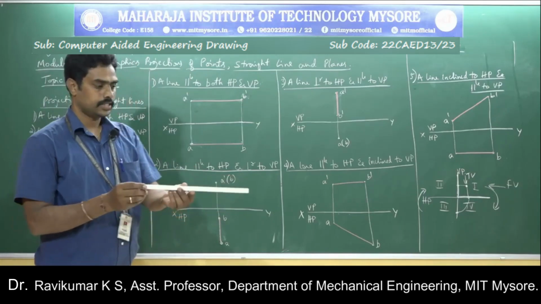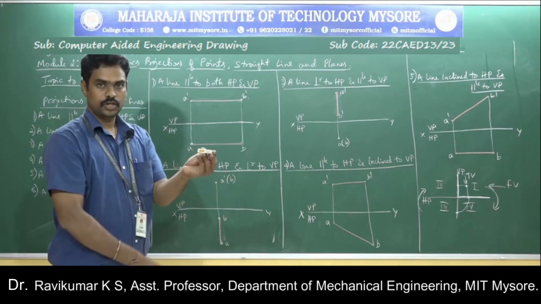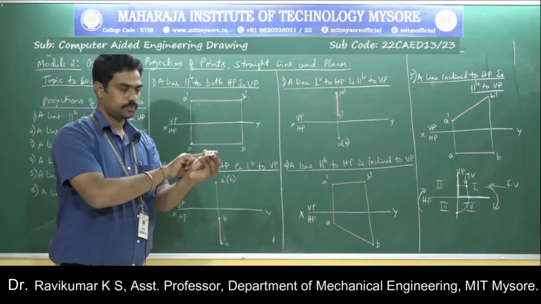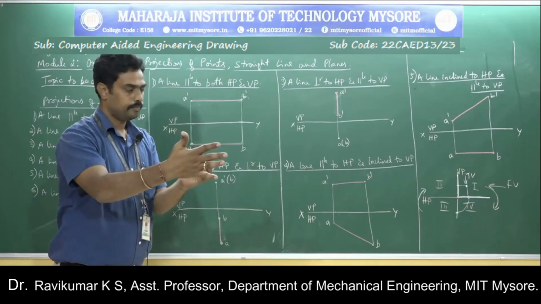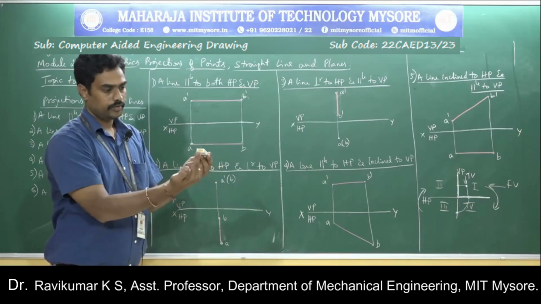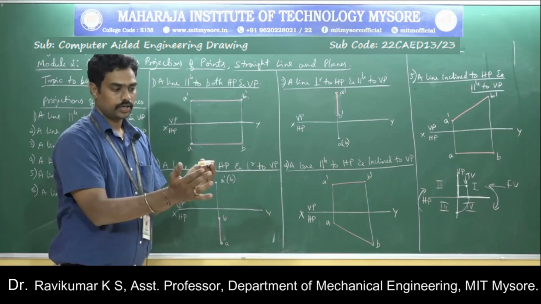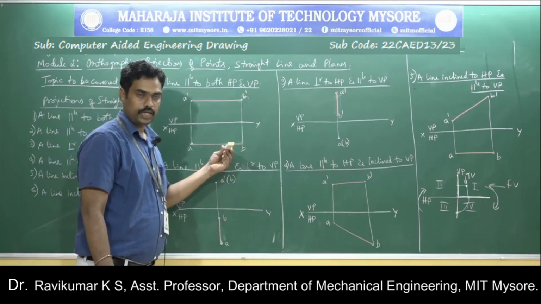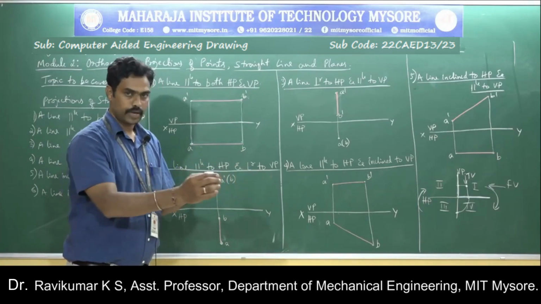So I will hold it like this. In this position, look, this is flat. The distance from this point to the ground and this point to the ground is the same. So it is parallel to HP and perpendicular to VP. Look, in the front view, you can only see the point. You cannot see the line. You can only see the point. So it is perpendicular to VP and parallel to HP. This is also parallel to HP. This is also parallel to HP.